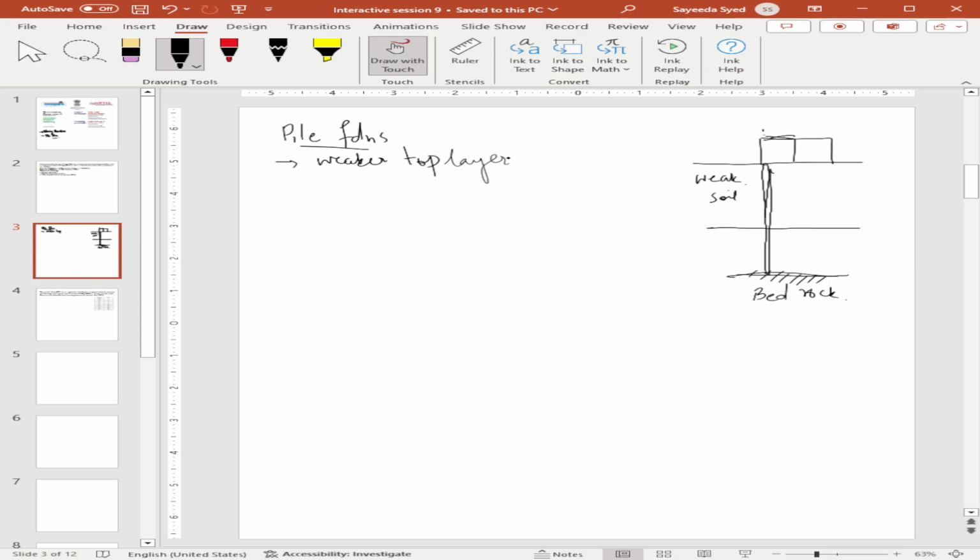Another condition is where bedrock is not encountered at a reasonable depth below the foundation, it's too deep, or when the structures are subjected to horizontal forces. These can be wind forces, these can be water forces.